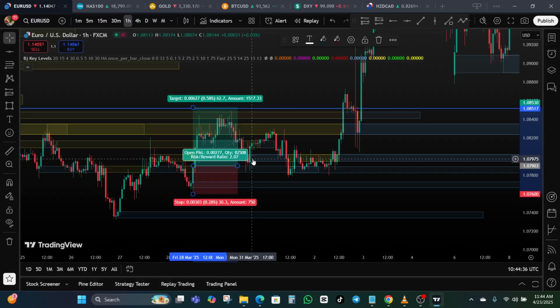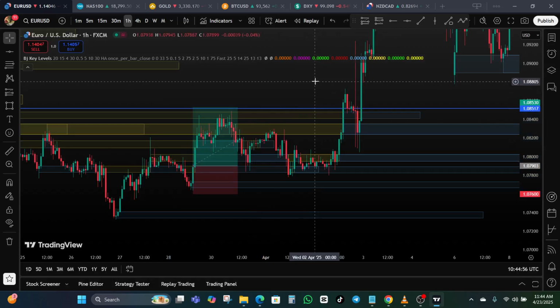So this approach gives you clarity. The levels do the heavy lifting, and your skill with price action makes the final call. So if you are ready to simplify your trading and focus on what actually matters, give the price action strategy using the Bjorgum Key Levels a go.